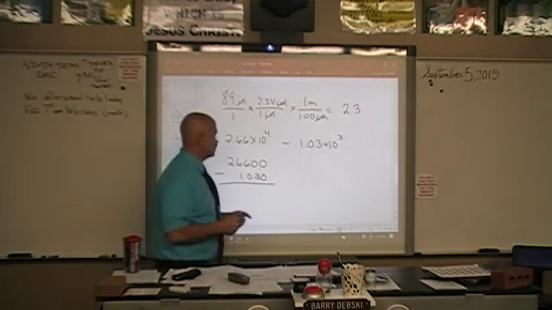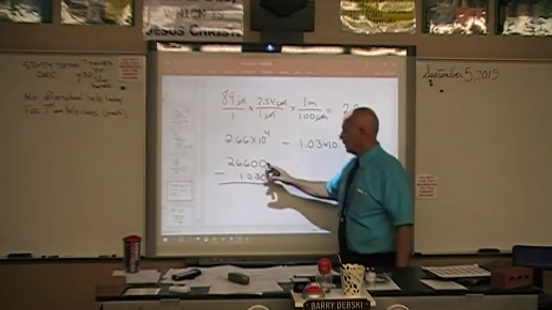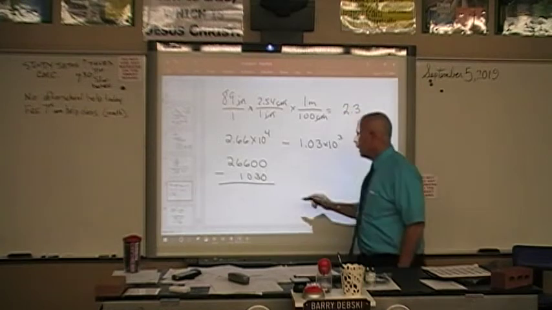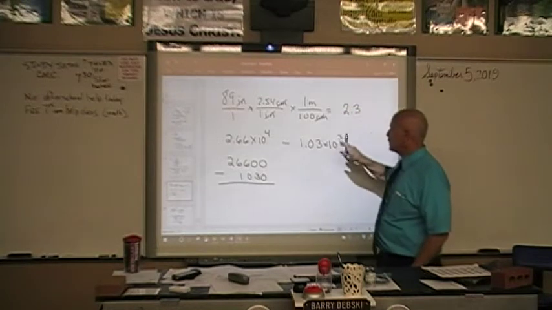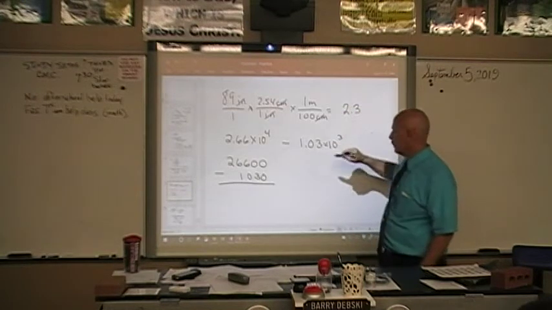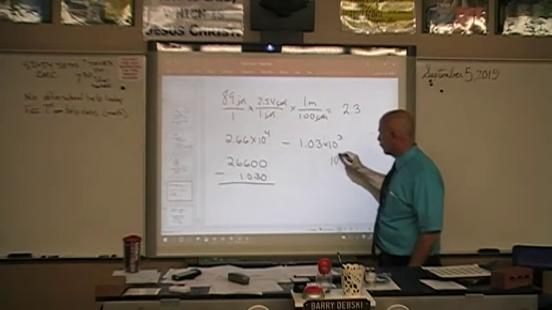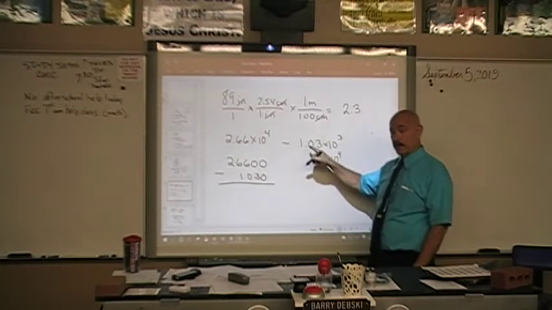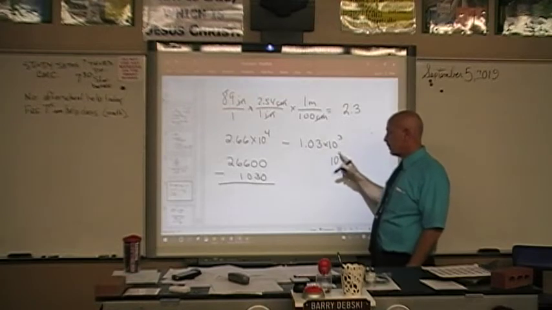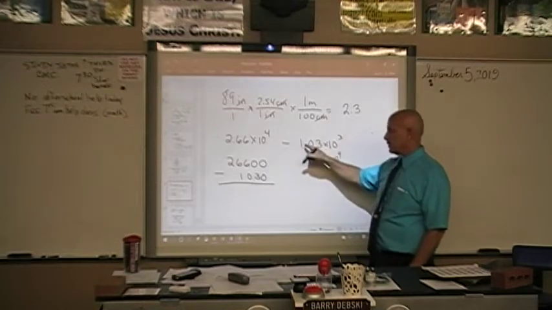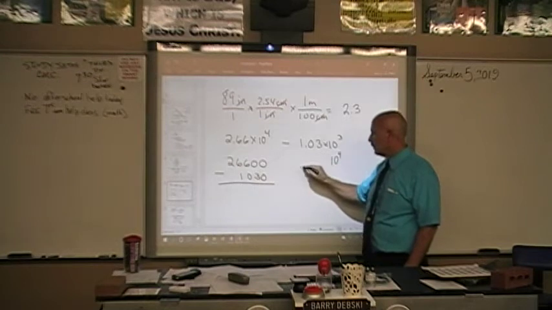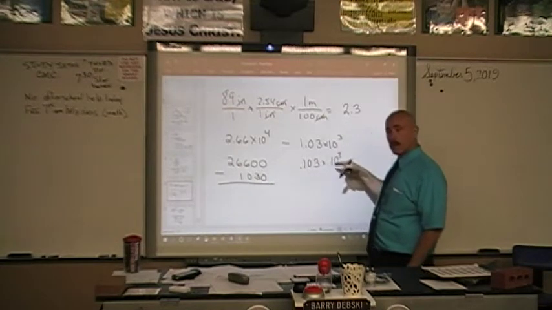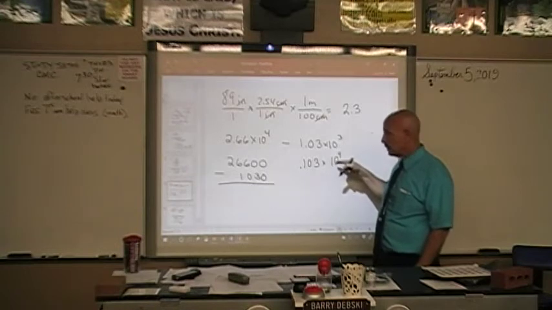In this case, you can see the sig figs last digit here. You can do this on your calculator. But what I want to do here is change this number to 10 to the 4th. If I change that to 10 to the 4th, it's going to decrease. Every time I increase this exponent by 1, this goes down by a factor of 10. So this is literally 0.103 times 10 to the 4th. This is the same number.